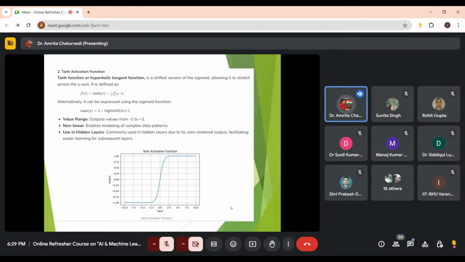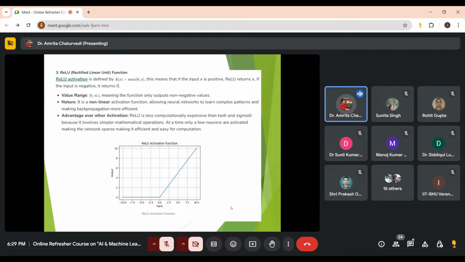Then another activation function, tanh or hyperbolic tangent function; the graph is shown on the screen. It is also an S-shaped graph. It is a little bit shifted as compared to the sigmoid one. The output values range from -1 to 1. It enables modeling of complex data patterns by introducing non-linearity. And this is commonly used in the hidden layers due to its zero-centered output, facilitating easier learning for subsequent layers.